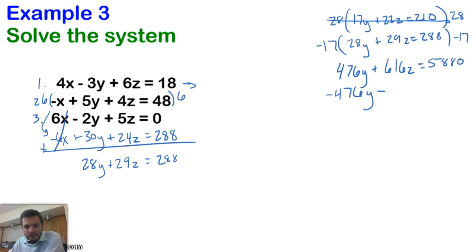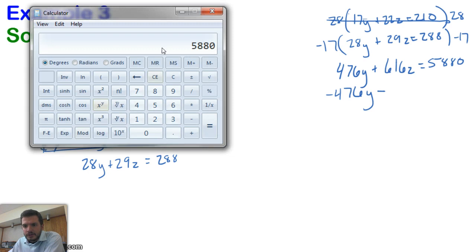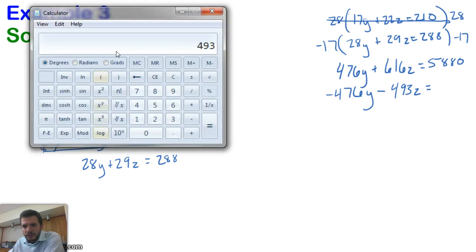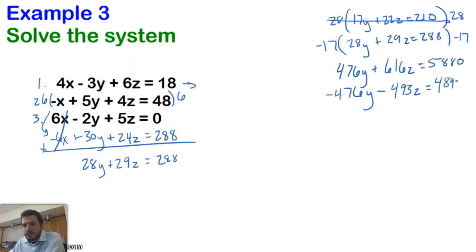Let's figure it out. I lost my guy here. We'll do 17 times 29. So it's going to be minus 493z equals, and then the last little bit of multiplication, 288 times negative 17. I'm just going to do 17, we know it's going to be negative. So it'll be 4,896. And boom, let's do it.